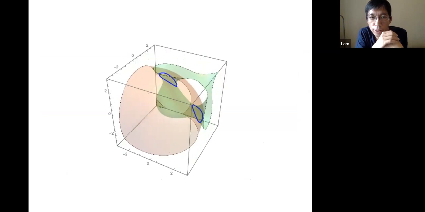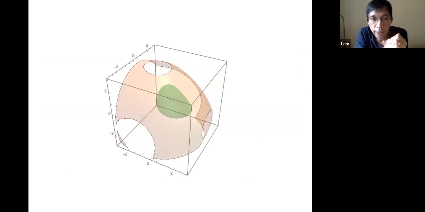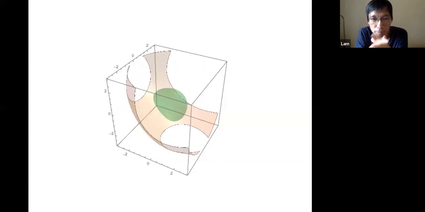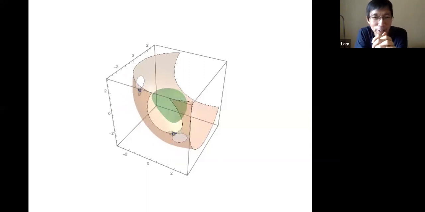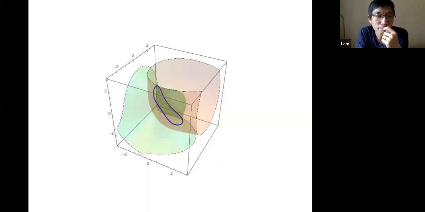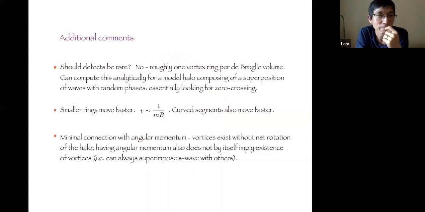So you can see these rings are actually very dynamical, and this is just one particular simple analytic solution that you can write down, just to show you what could happen. So some additional comments. The first comment, I think I essentially covered that already.